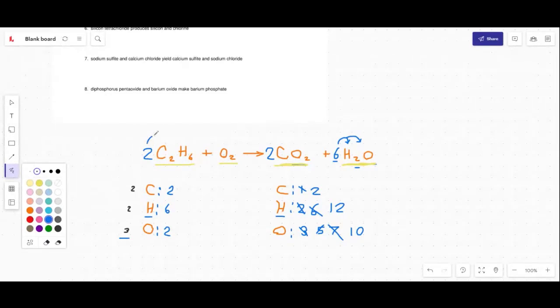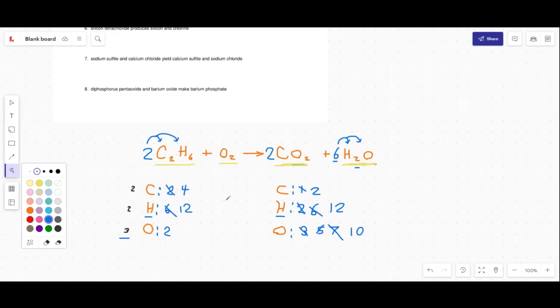That's going to multiply the carbon and the hydrogen. So I have how many carbons on the left-hand side now? 4. And I have how many hydrogens? 12. Very good. So 4 carbons, 12 hydrogens.